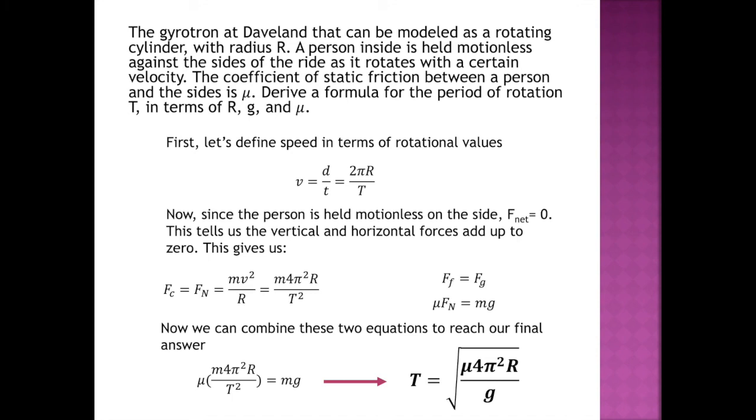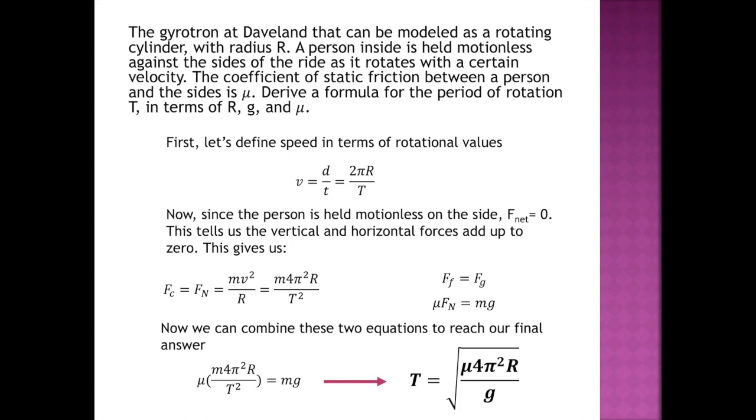Now we understand that because the person is held motionless in the side, our F net is equal to 0. Because of that, we go through the exact same process that we went through last time. We go ahead and we find out that Fc is equal to Fn, which is still mv squared over r. But now this time we're going to substitute in our quantity for v as 2 pi r over T. Now you'll notice there's a lot of squares going on there, and that's because 2 pi r over T squared is 4 pi squared r squared over T squared. One of the r's cancel, and you get m 4 pi squared r over T squared. This is another classic representation of the equation for centripetal force.